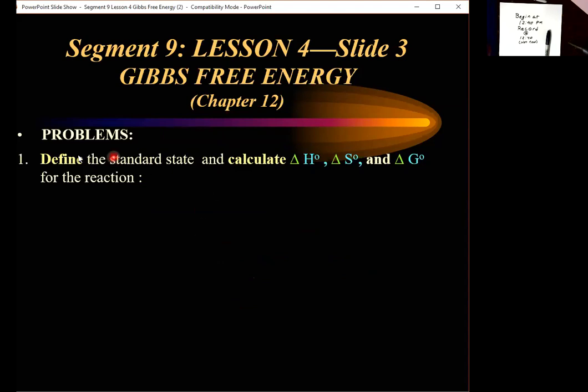here's some problems. We're going to define the standard state, and calculate delta H, delta S, and delta G for this reaction. And I've deliberately picked a really interesting reaction. Hey, I would love to be able to take carbon, graphite, charcoal, and put a little hydrogen with it that's really, really cheap. It's easy to make by electrolysis, or you can buy it from suppliers. We get a lot of hydrogen coming off in the manufacturing of gasoline.